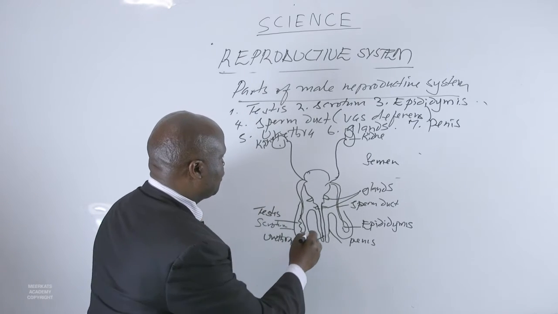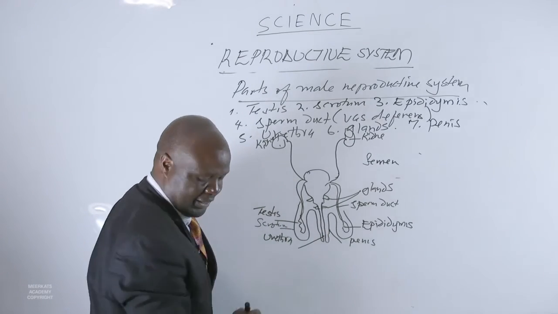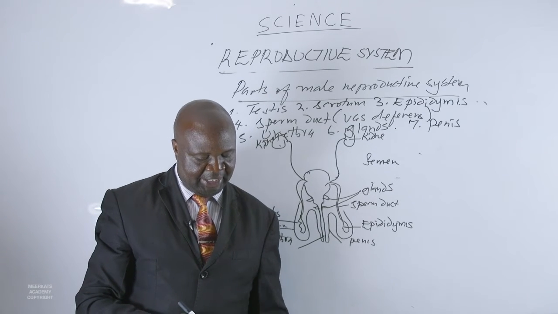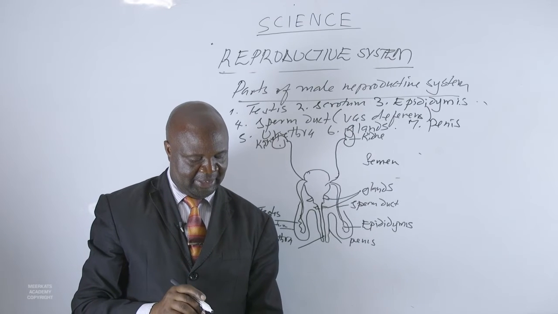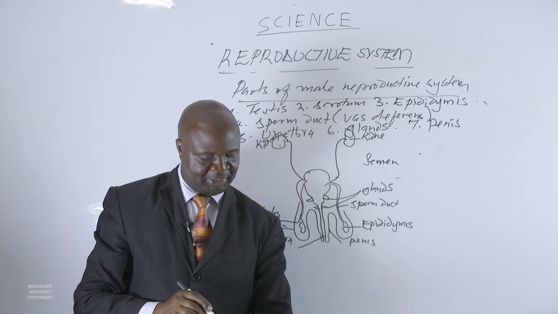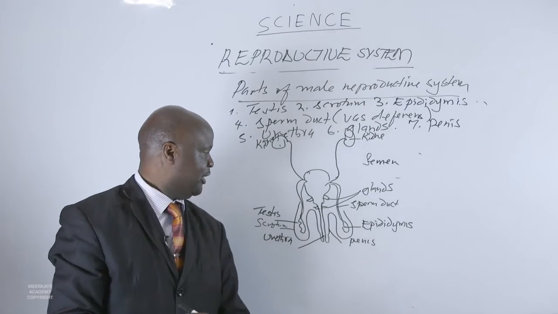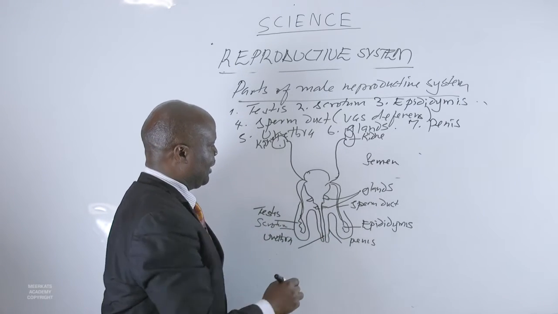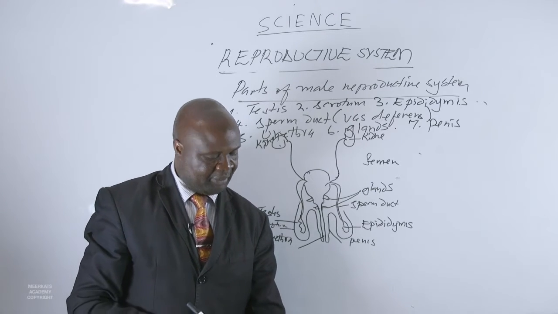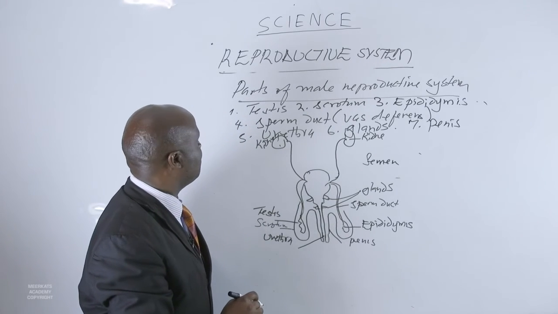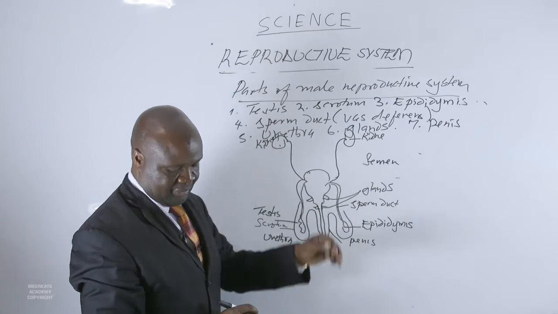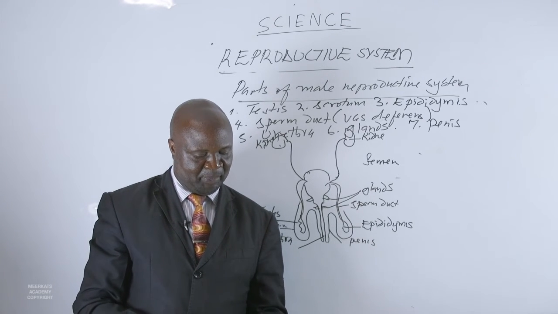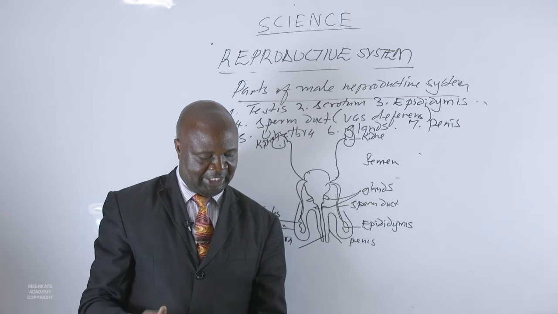Then we can go to the urethra. I had indicated the urethra is there. Now, what about the urethra? It is a tube inside the penis that lets out the sperm and urine. This tube that we are seeing, it lets out urine and sperm. Then our number 7, we talked of the penis, and we said the penis is a muscular organ that deposits the sperm into the vagina.